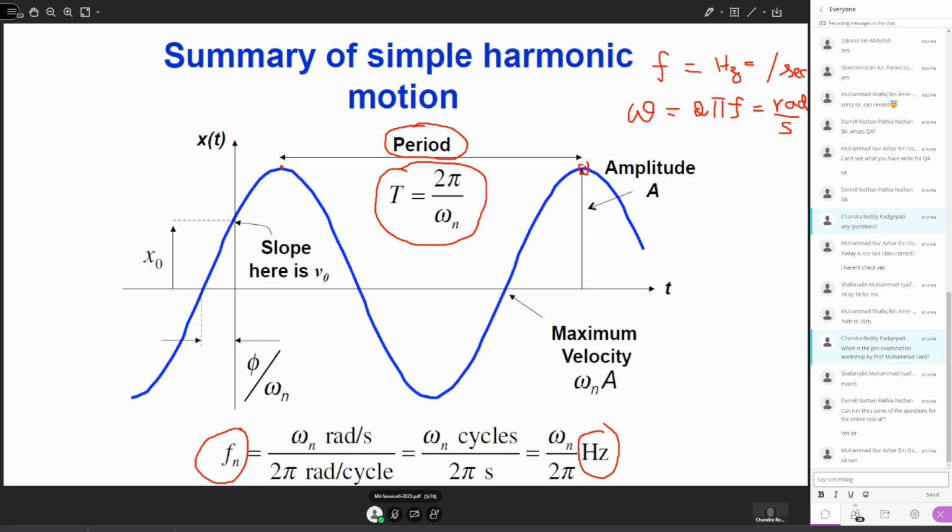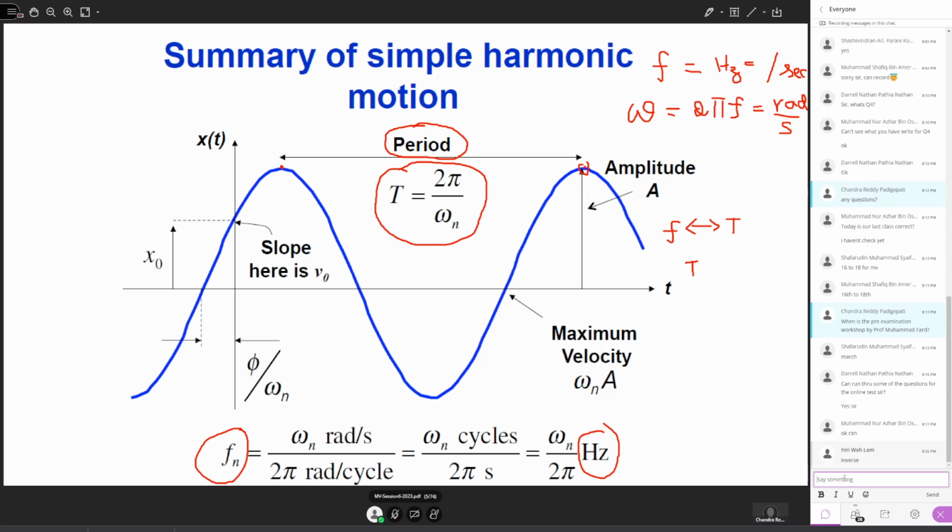Now, guys, what is the relationship between the frequency f and the period T? How are they related? Anyone? Period is time, frequency is the number of oscillations in a second. Yeah, it is an inverse relationship. So the period can be given as 1 over f.